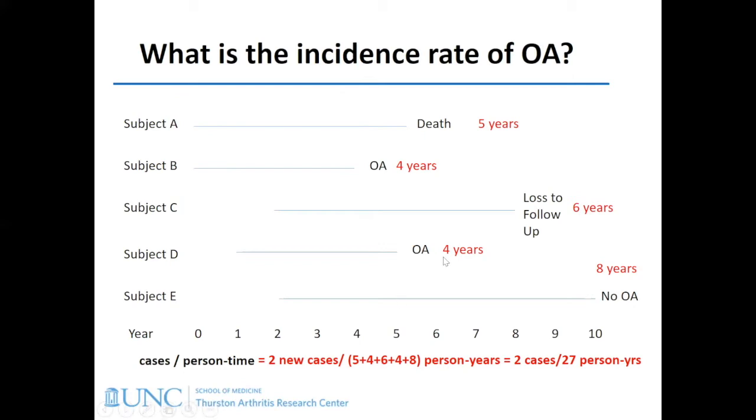And then the next person contributed 4 years before they developed OA. And then this person was in the study for 8 years and never developed osteoarthritis. So our denominator ends up being the sum of all those years that they contributed at risk. And so we end up calculating 2 cases per 27 person years.